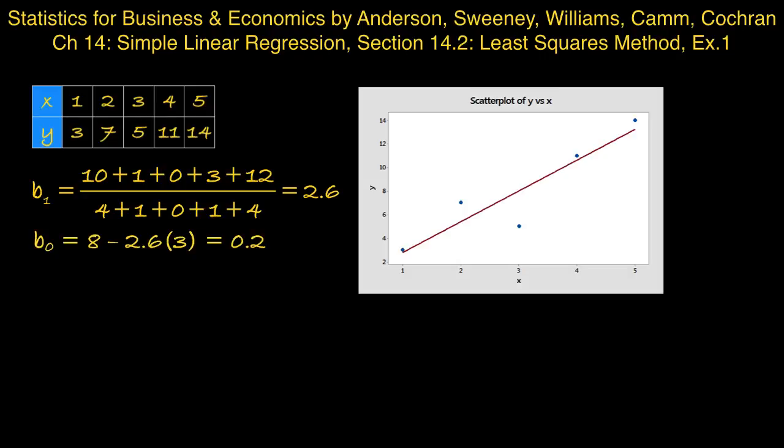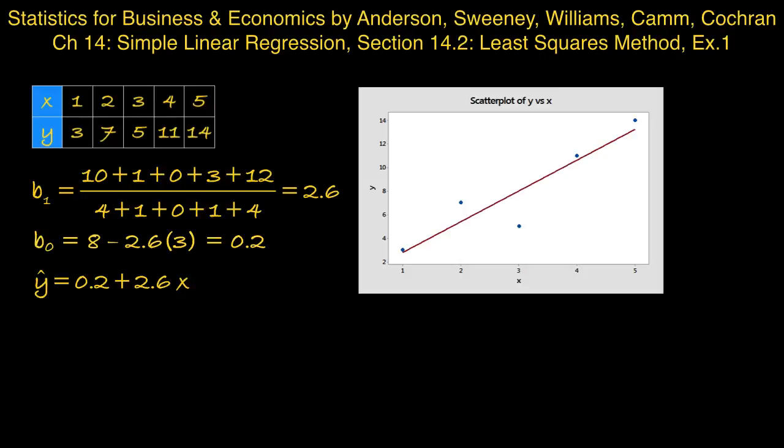And then we put those two numbers together in the estimated regression equation. Y hat equals 0.2 plus 2.6 times x. 0.2 here represents the y-intercept, which is the estimated value of y when x equals 0, and 2.6 represents the slope, the change in y for a unit change in x.